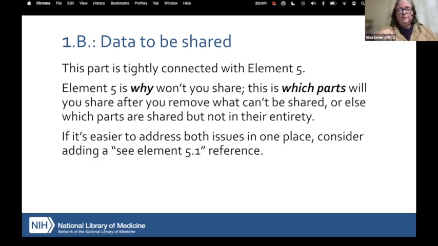So 1B is really after the element 5 limiting considerations, what's left to share, no matter how aggregated, no matter how summary, no matter how transformed to be de-identified, if anything, because it's still valid to say, have a plan that says, my plan is that I can't share. When possible, try to move past that though. Sometimes it may be easiest to address it all in 5.1, and you could add the element 5.1 later, where you're talking about, I'm going to talk about this down here.